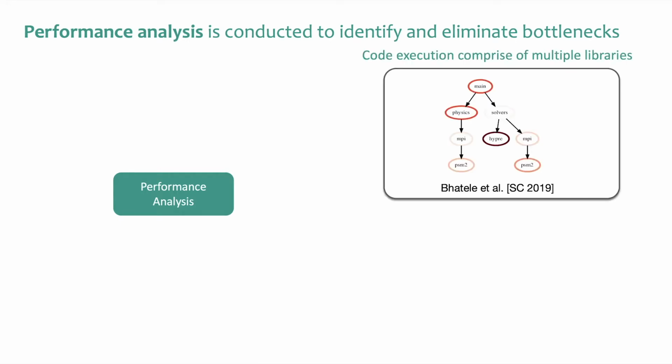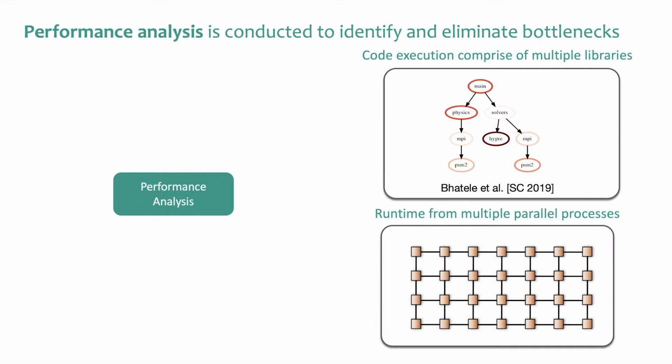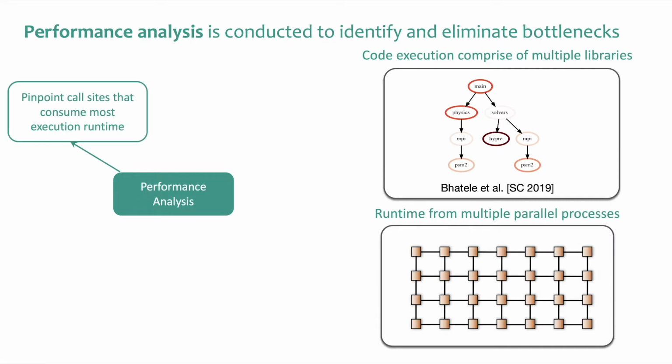Diagnosing the true cause of performance bottlenecks typically requires a simultaneous understanding of the code execution, which usually comprises multiple libraries, and the runtime performance from multiple parallel processes. In particular, performance analysis commonly comprises four analysis tasks.